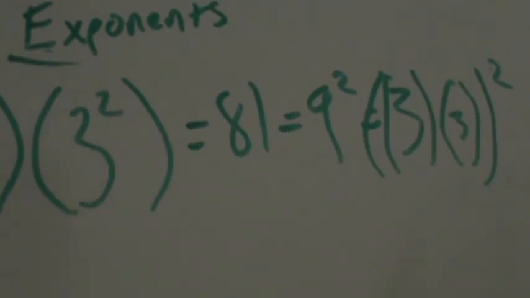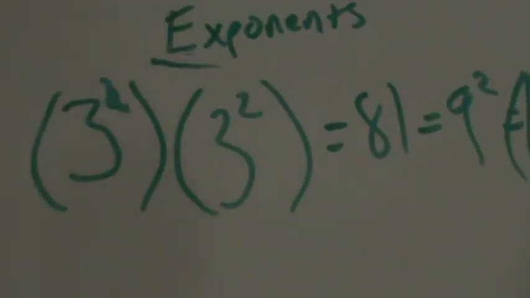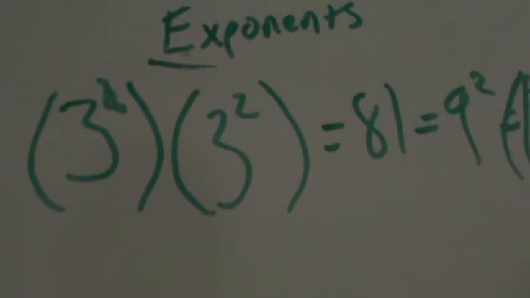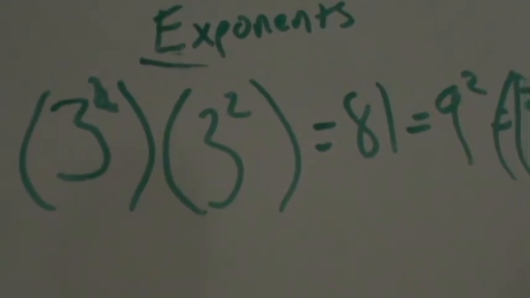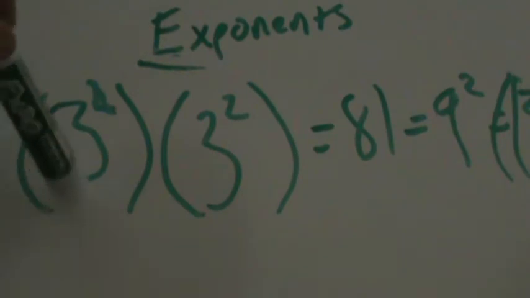So when you have two exponent numbers being multiplied by each other, if they have the same exponents, all you have to do is rewrite it with that same exponent and just multiply the bases. In this case, it's 3.